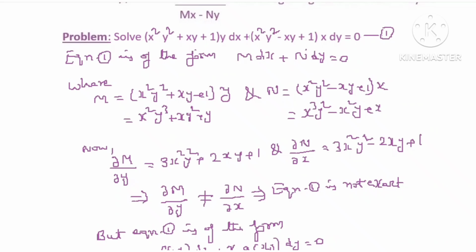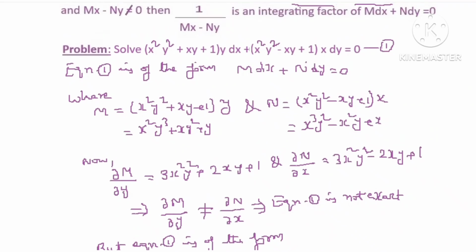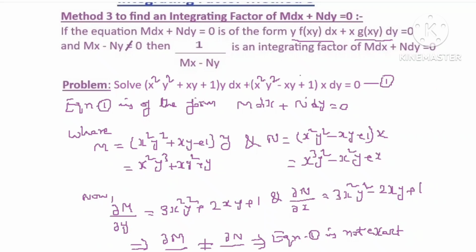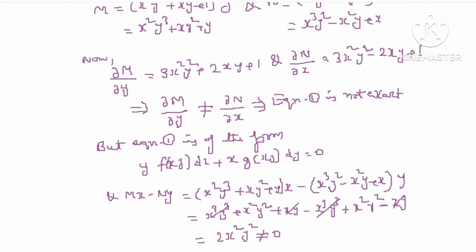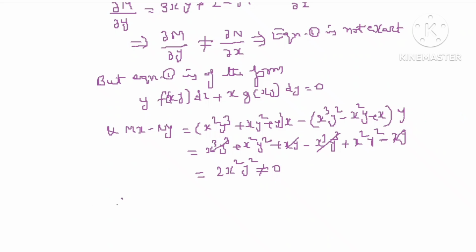It is of this form: y f(xy) dx plus x g(xy) dy is equal to 0, and Mx minus Ny is not equal to 0. Therefore, 1 by (Mx minus Ny) is an integrating factor. Therefore, the integrating factor is equal to 1 by (Mx minus Ny), which is equal to 1 by 2x square y square.